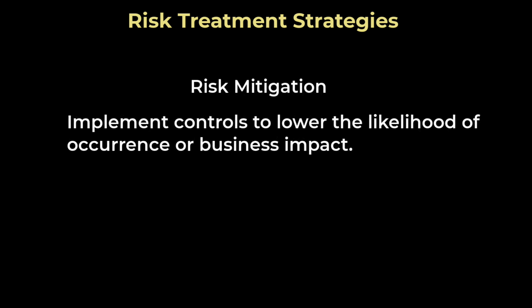Risk mitigation. Mitigation is typically the most common approach and involves implementing controls to reduce either the likelihood of a threat occurring or the impact if it does. Examples include patching software, hardening system configurations, training staff, or segmenting networks to contain breaches.